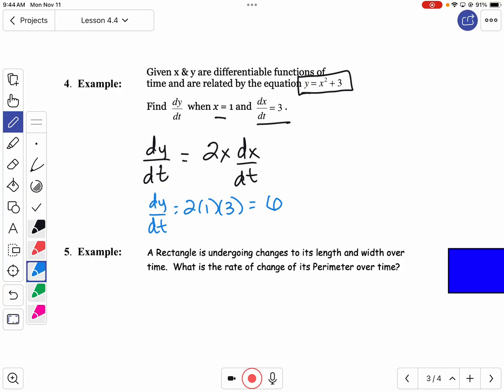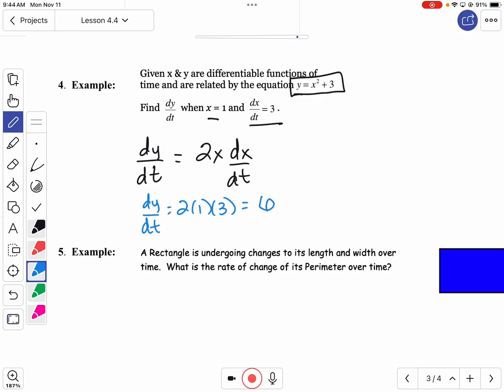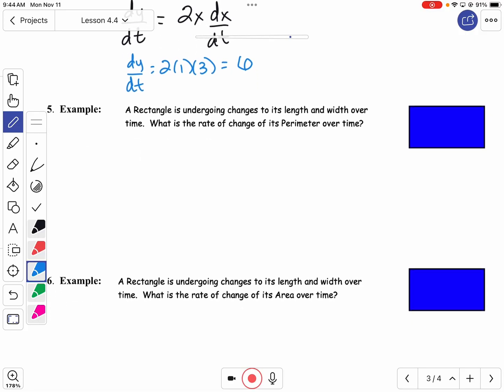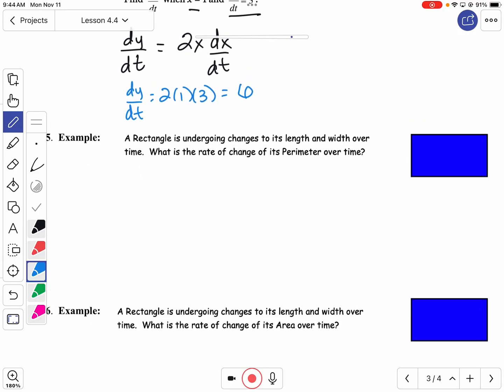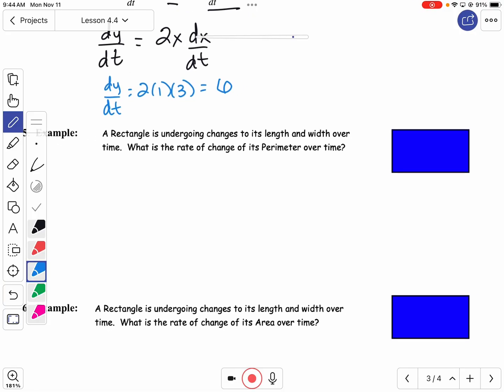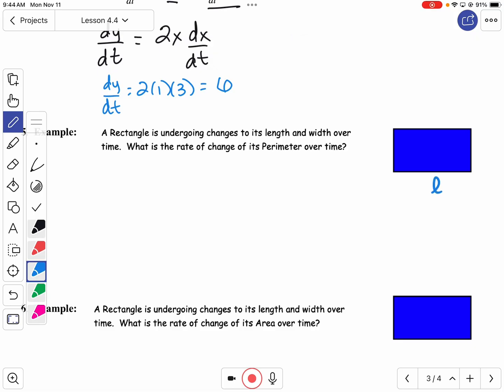Let's do one where we need a geometric formula. Let's keep it 2D and talk about a rectangle. A rectangle is undergoing changes to its length and width over time. What is the rate of change of its perimeter over time? I've got a length and a width. How do I find the perimeter of a rectangle? 2L plus 2W. We're going to take a rate of change with respect to time for every variable.